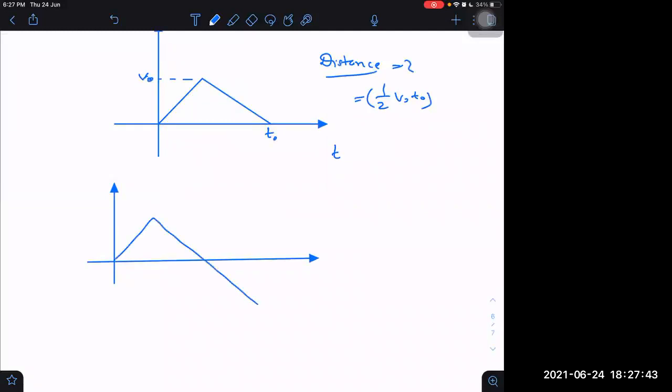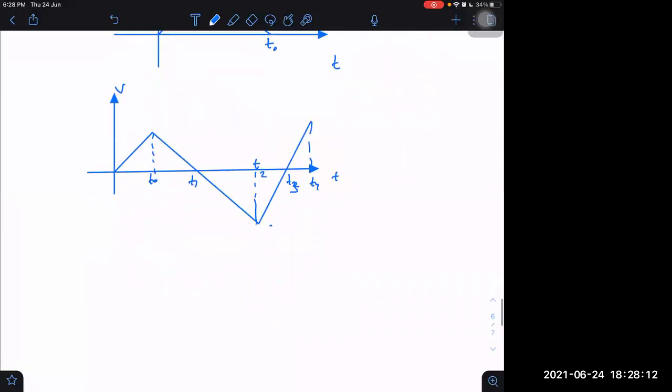For example, this case. Straight line, another straight line, and let us take one more straight line and end it here. The time changes as t1, t2, t0, and maybe this is t2, this is t3. This is how it is changing. And finally it goes up to t4. Velocity versus time. Can you find out the distance now?